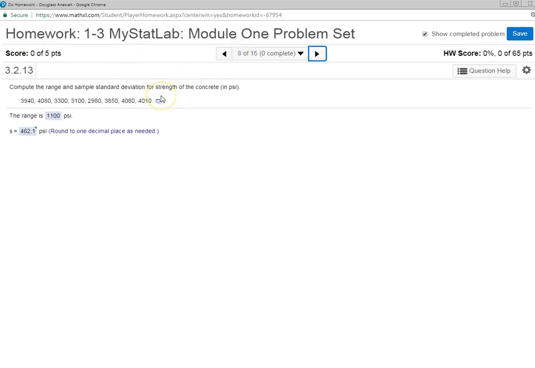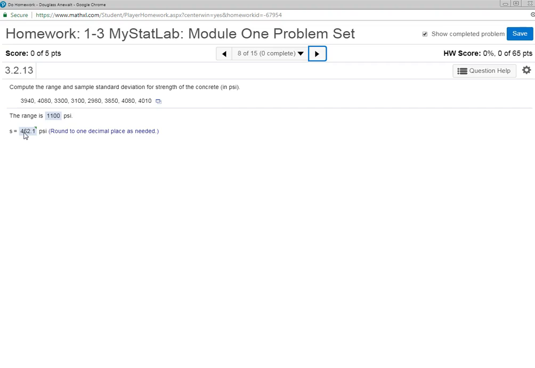For number 8, we're looking at some measures of variation, how spread out the data is. We're going to find the range and the sample standard deviation. The range is just the difference between the largest number and the smallest number. So you have to identify those two and subtract them from each other. The sample standard deviation is a little more complex to calculate.